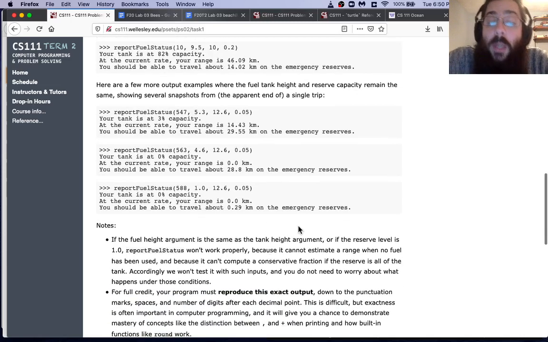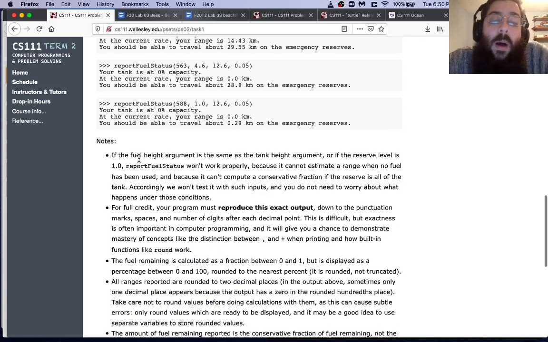Okay, some notes on this last and hardest piece of the task. If the fuel height argument is the same as the tank height argument, your tank is full, or if the reserve level is 1.0, this function won't work for the same reasons we outlined above. And that is fine, right? You don't have to worry about that. We're not going to test that. That doesn't really make sense as a situation, so we're just going to pretend that it will never happen.